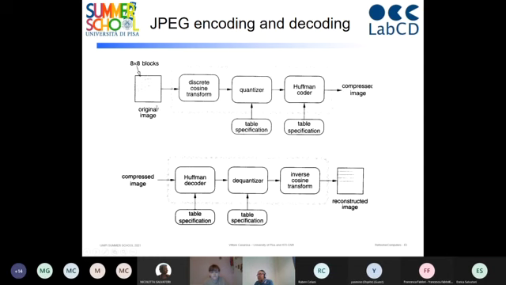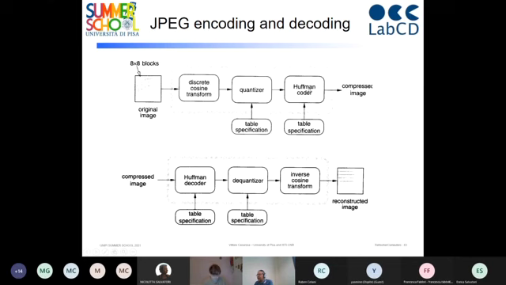Therefore, first of all, you make a mathematical transformation of this original 8 by 8 image, and you get another matrix of 8 by 8. Here is the step in which you throw away the information. The result that you obtain is again compressed with Huffman. And this is the final result for your small block. And you do that for all the blocks of the picture.